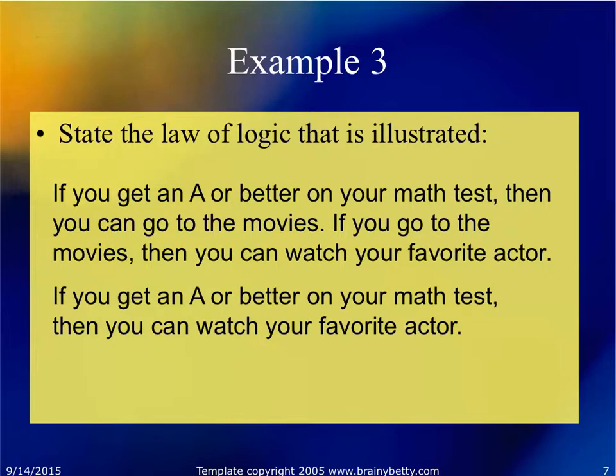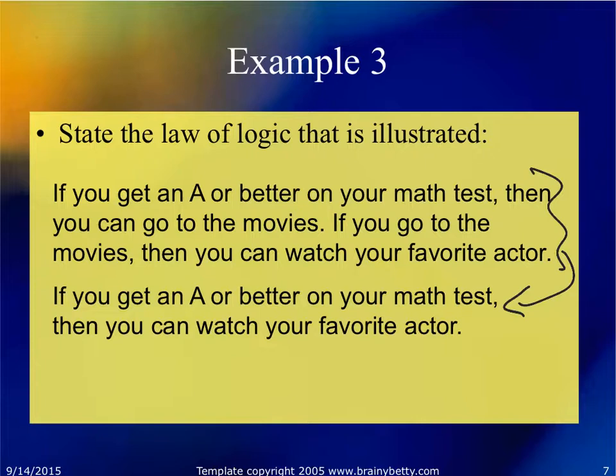Now, sometimes they tell you which law to use and ask you to write a statement, and then other times they're going to ask you to state the law that is being illustrated. So here it says, if you get an A or better on your math test, then you can go to the movies. Then the next statement, if you go to the movies, then you can watch your favorite actor. Then this new statement they just made from the combination of these is, if you get an A or better on your math test, then you can watch your favorite actor.